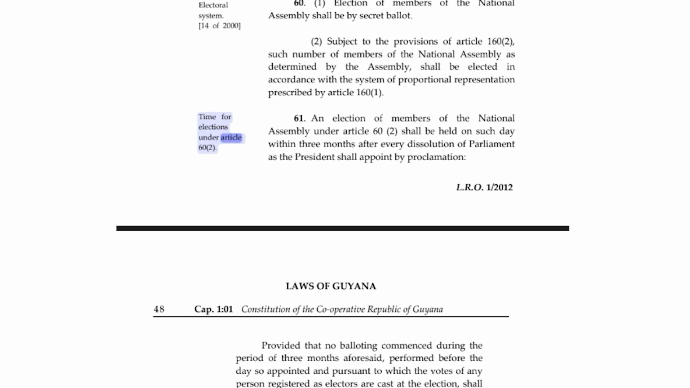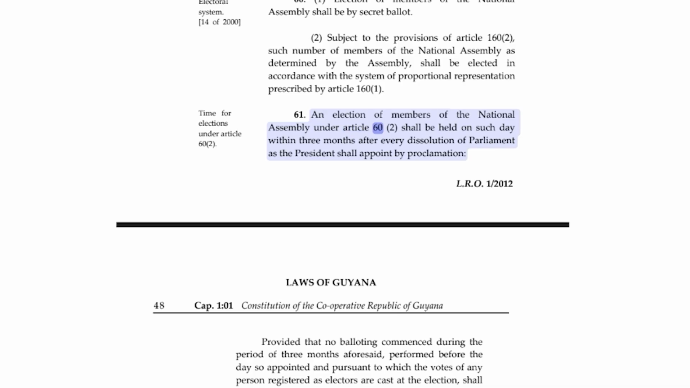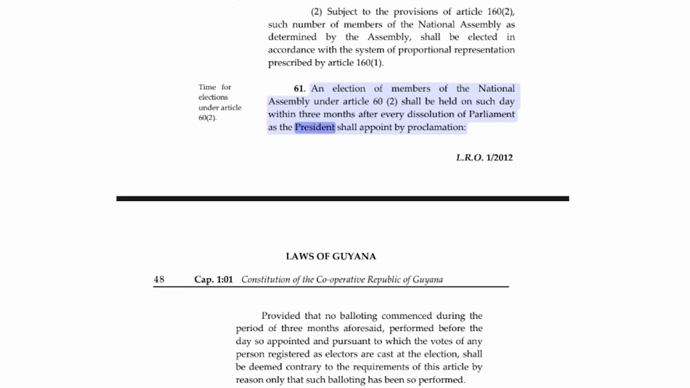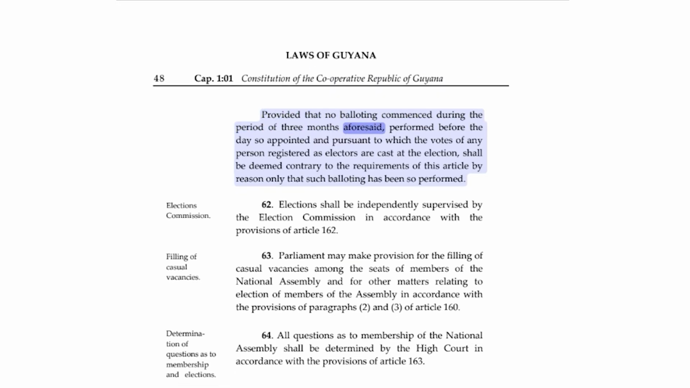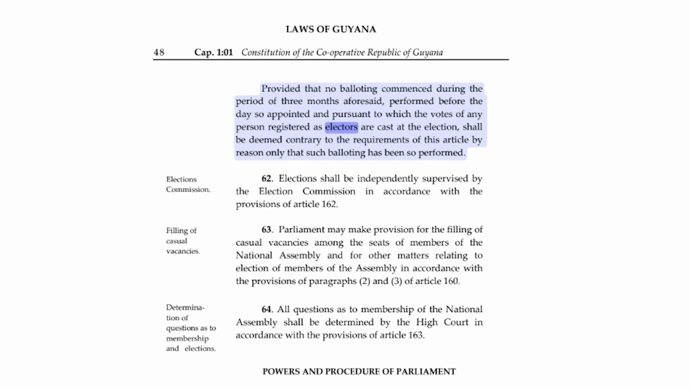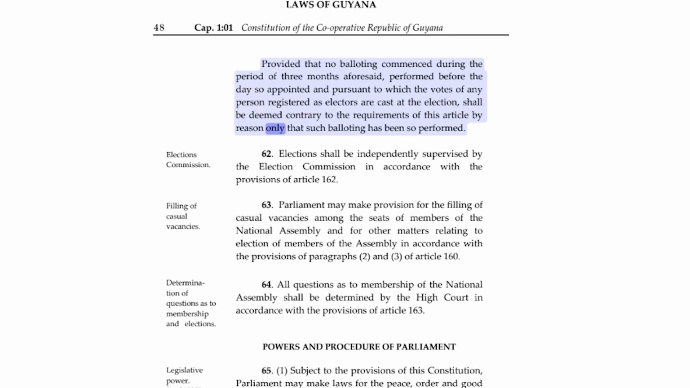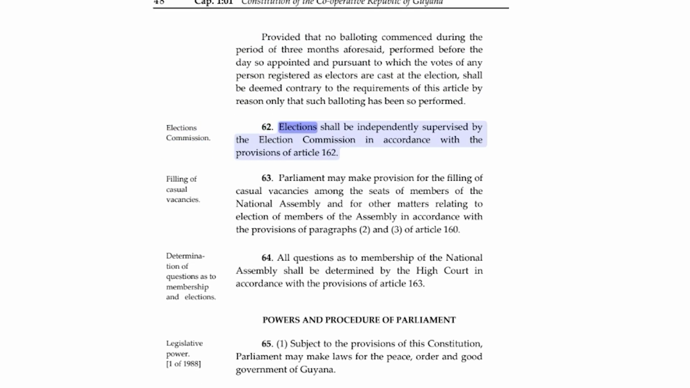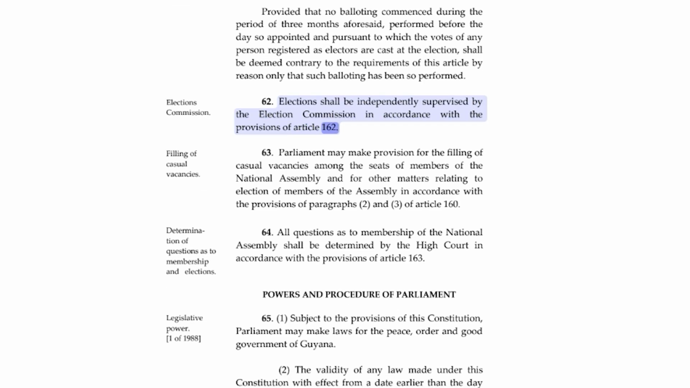Time for elections under Article 62. 61. An election of members of the National Assembly under Article 62 shall be held on such day within 3 months after every dissolution of Parliament, as the President shall appoint by proclamation, provided that no balloting commenced during the period of 3 months aforesaid, performed before the day so appointed, and pursuant to which the votes of any person registered as electors are cast at the election, shall be deemed contrary to the requirements of this article by reason only that such balloting has been so performed. Elections Commission. 62. Elections shall be independently supervised by the Election Commission in accordance with the provisions of Article 162.